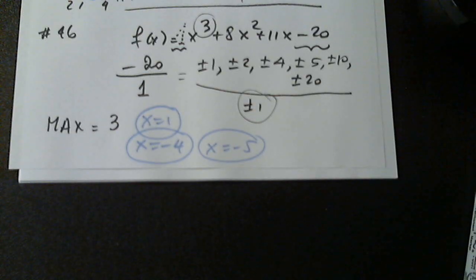So first I enter the function. The function has to be correctly entered, right? x cubed plus 4, 8x squared plus 11x minus 20. Then make sure that you go to second and table set.